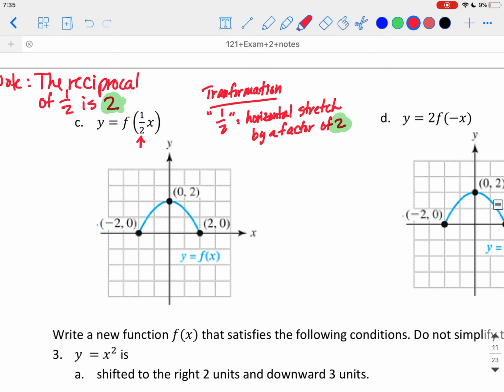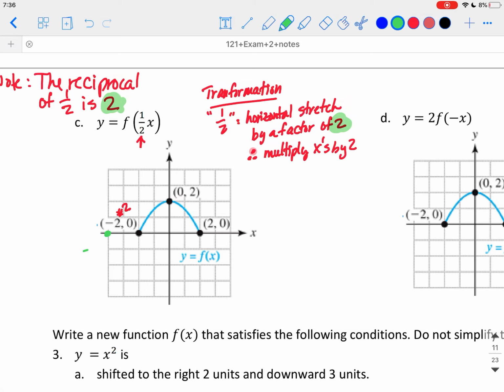Okay. So what does this mean? We're going to multiply the x's by 2. So therefore, multiply the x's by 2. So this right here, -2 times a 2 is actually going to be -4.